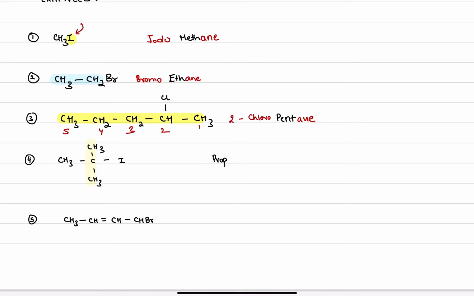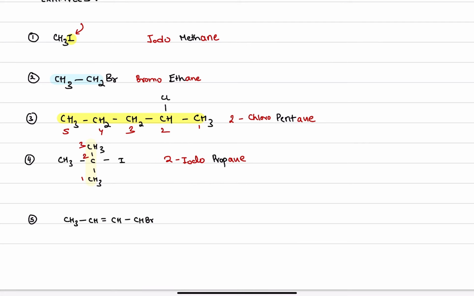And now I know that it is a haloalkane because of the C-I bond, and so it's going to end with ane, but I also need to tell the person who is reading this name what kind of haloalkane it is, and we do that by naming it iodopropane. Now where is this iodine attached? If we number them, it is attached to 1, 2, 3. So it is attached to the second carbon. So this is 2-iodopropane.